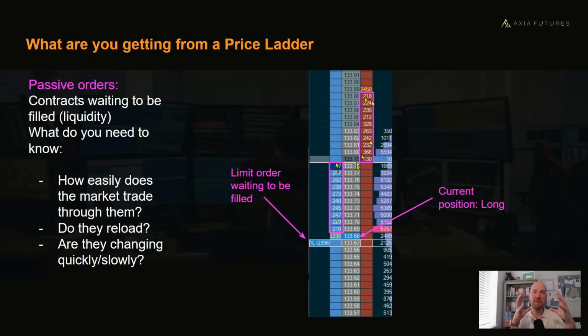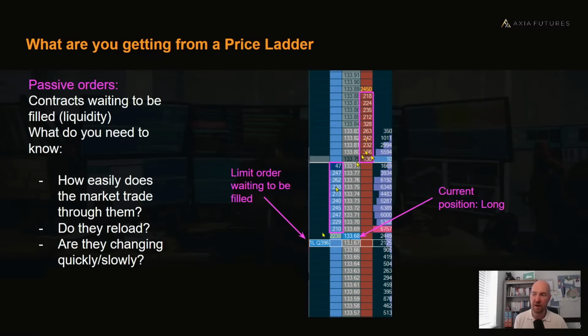Think of it like a crowd of people. You have a large crowd of people. As long as no one moves, the crowd will stay quite tightly packed and nothing will happen. But once people start moving, the crowd disperses. That's what you're looking for from those passive orders. And that's it. Don't overcomplicate it.